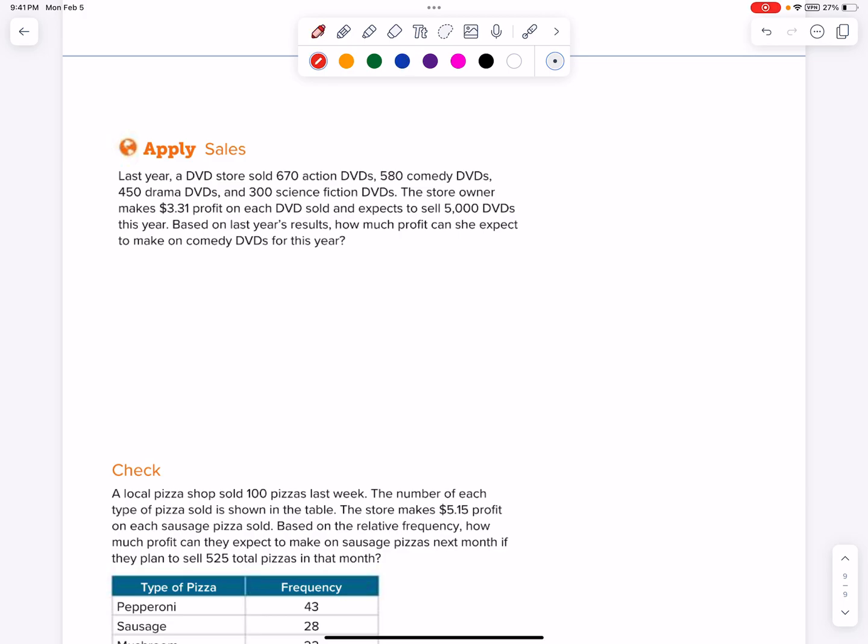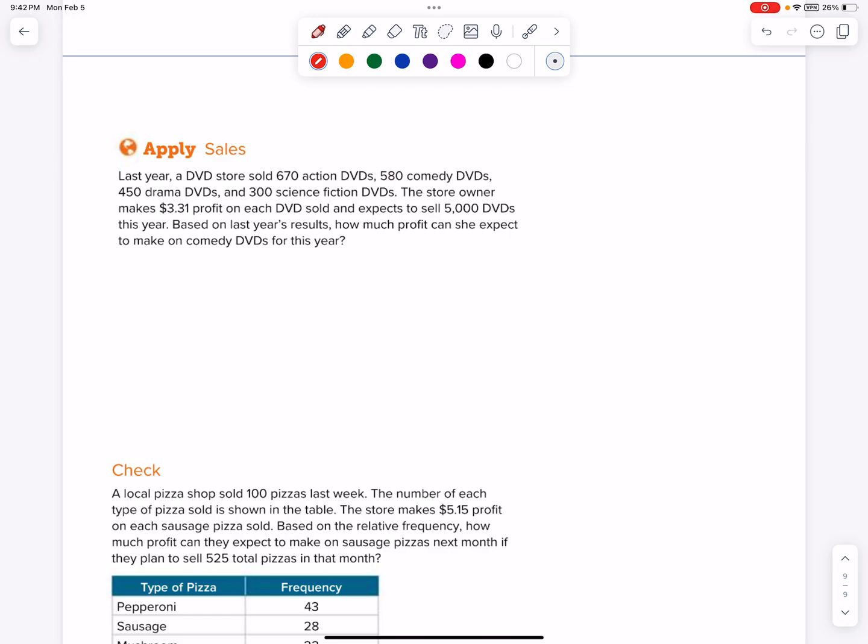Okay, so last year a DVD store sold 670 action DVDs, a certain amount of comedy, drama, and so on. The store owner makes $3.31 profit on each DVD sold. So that's its unit rate, remember, per DVD. And expect to sell 5,000 DVDs this year.